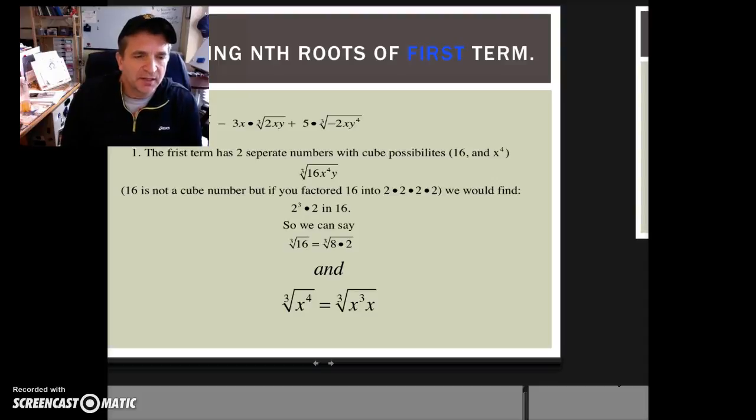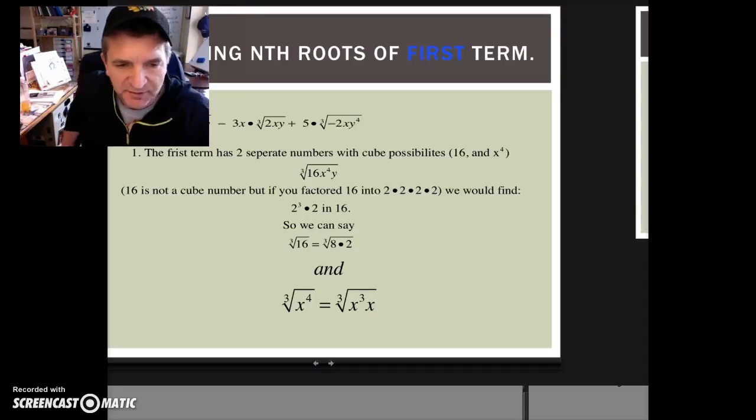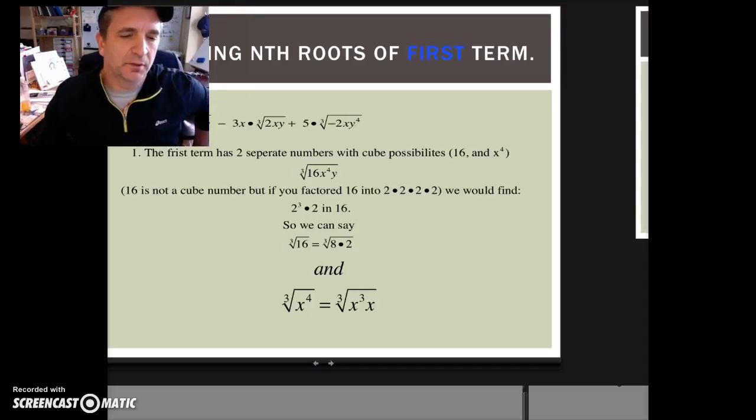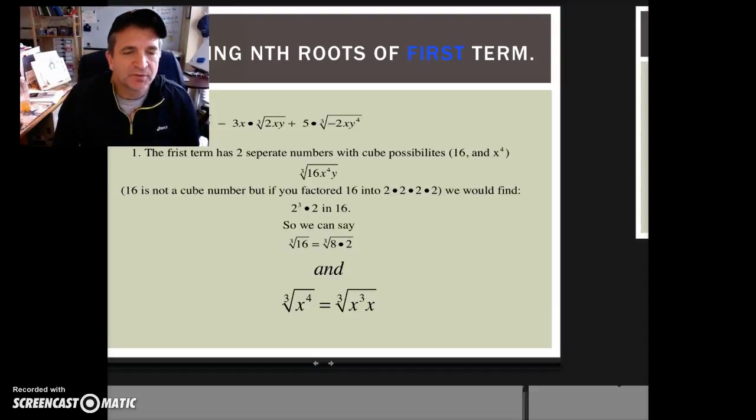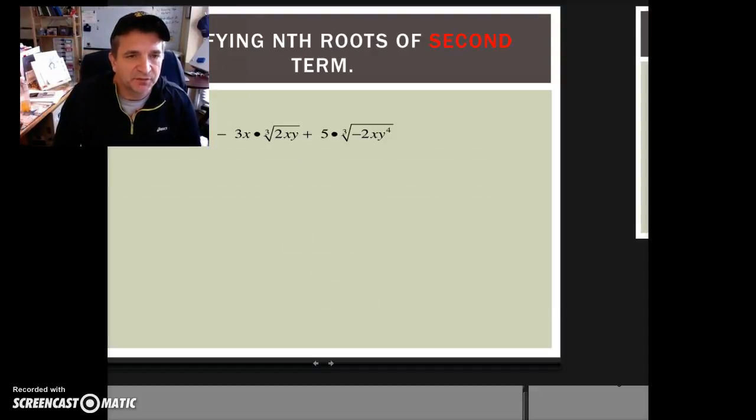And then I dealt with the x to the fourth power. I left the y alone, because there's no way we can split that out. And then x to the 4th power can become x cubed times x to the 1, or times x. So we have two things inside that first expression.